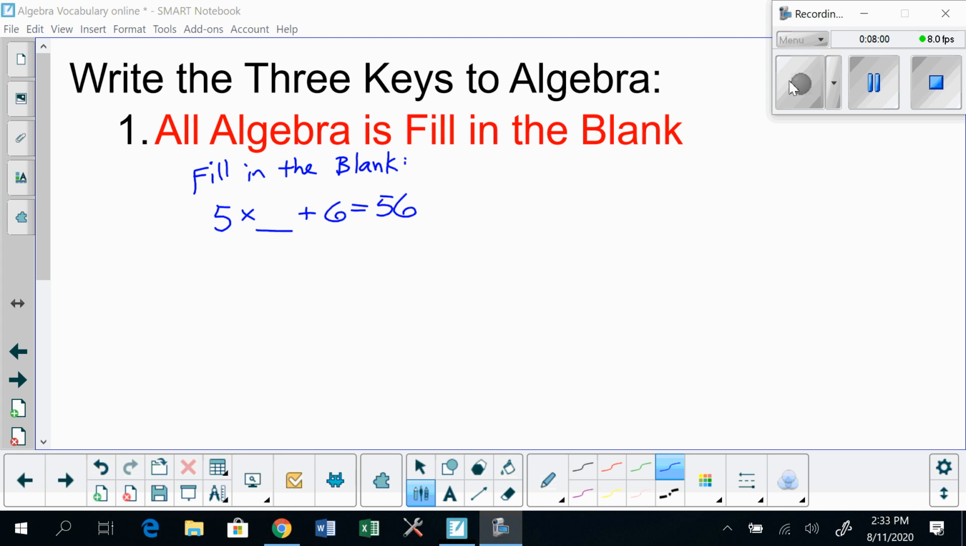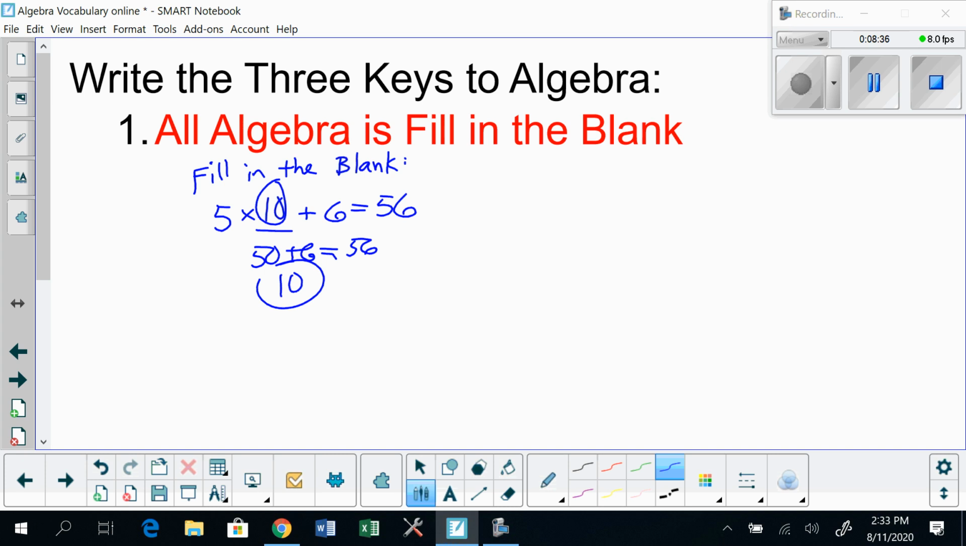The first key to algebra. All algebra is fill in the blank. So I wrote a fill in the blank problem on the screen. 5 times blank plus 6 equals 56. Consider the answer to this question for a second. I think most of you could figure this out just using your brain power, right? You could even do trial and error. You could try 5 times 8 plus 6, 5 times 9 plus 6, 5 times 10 plus 6. Ding, ding, ding. The answer is 10, because if you do 5 times 10, you get 50, plus 6 gives you 56, right? So the answer is 10.